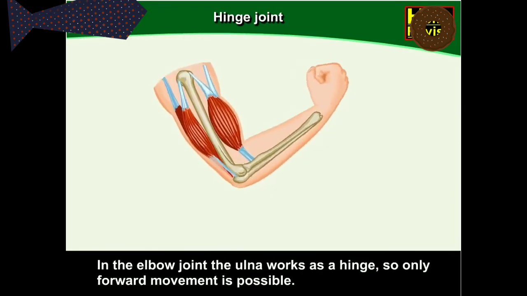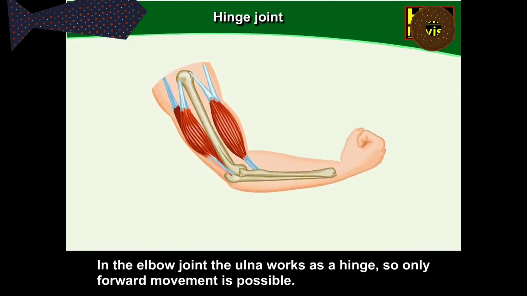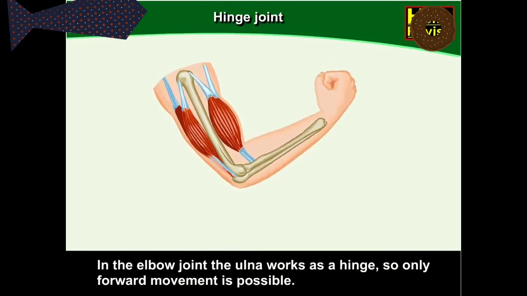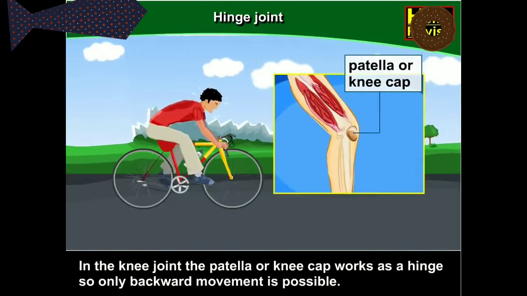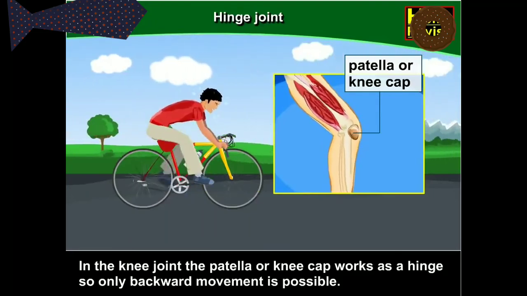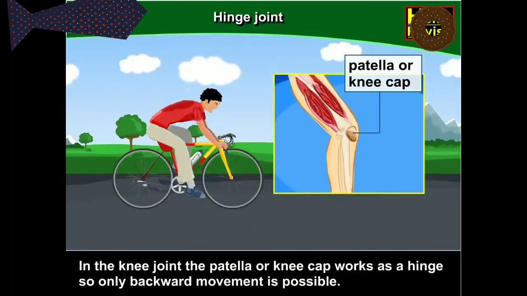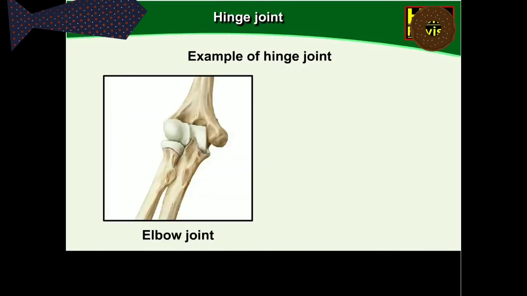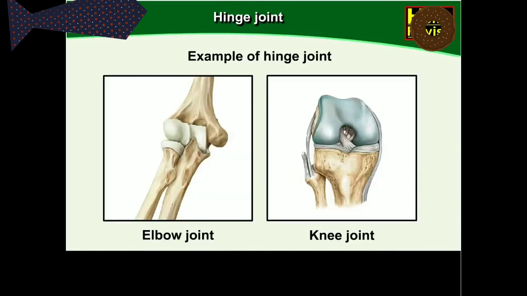See the movement of hands. Forward bending of our hand. Here the ulna works as a hinge. While in the knee joint, the kneecap helps. It acts as a hinge. That's why we can bend the knee or leg back side. Examples of hinge joint are elbow joint, knee joint, and also our fingers and toes.